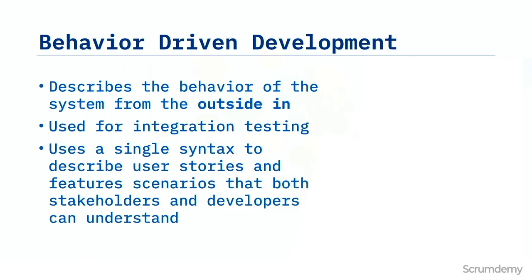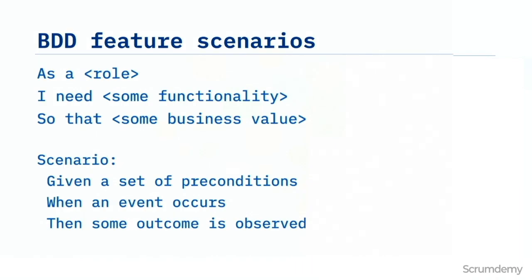The cool thing is it uses a single syntax that both the developers and the stakeholders can use to describe the system and agree on the behavior of the system, on what the system does. So, let's take a look at that syntax. It starts with these BDD feature scenarios, where I say, as a some role, so, I want to know who is this for. I need some function. So what is the functionality that we actually need so that I get some business value? So, now you know who is it for. Is it for the customers? For the system administrator? Right. Who's getting the value out of this? What do they need and why do they need it? And that's the beginning of your feature file.